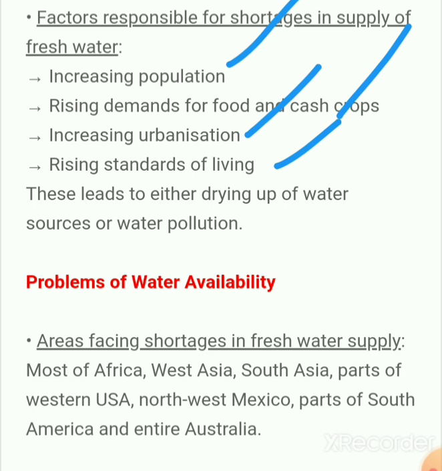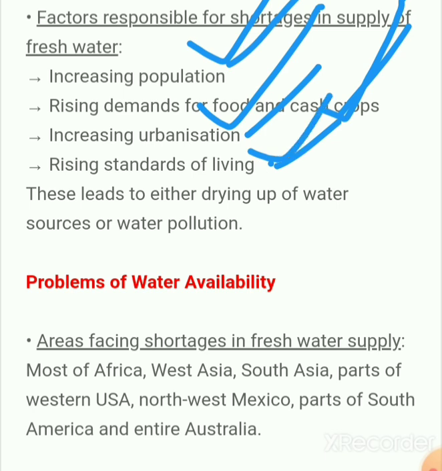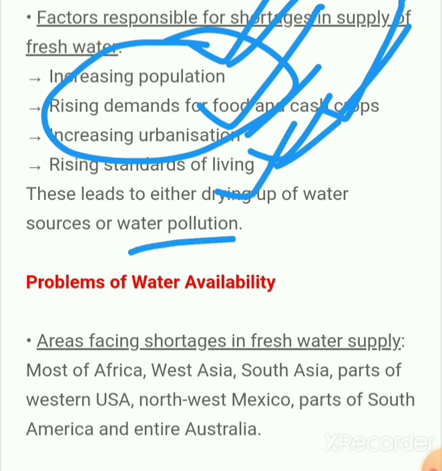Once again, if you get a question, you can easily write it point-wise: increasing population, rising demand for food and cash crops, increasing urbanization, rising standard of living. These lead to either drying up of water sources or water pollution. So because of these reasons, we are facing the problem of water drying up or water pollution.